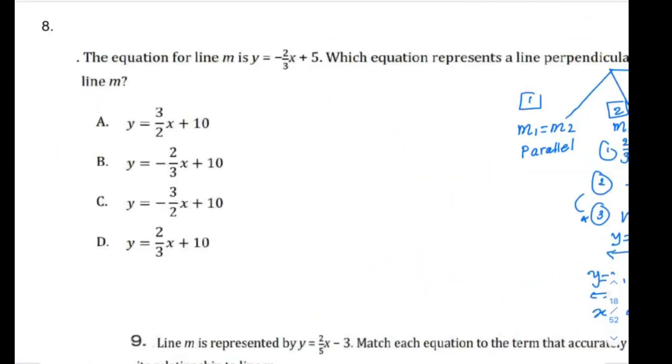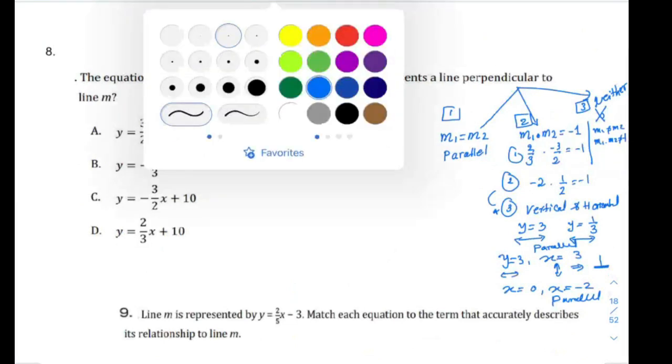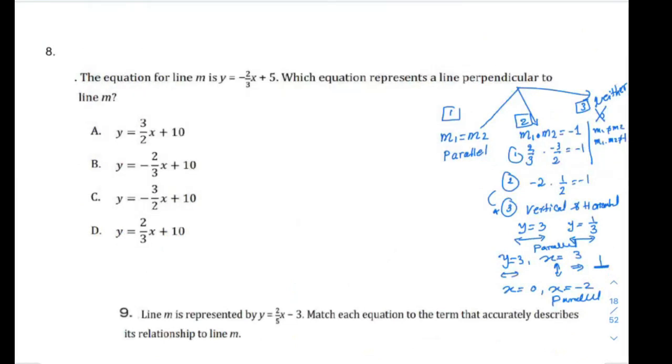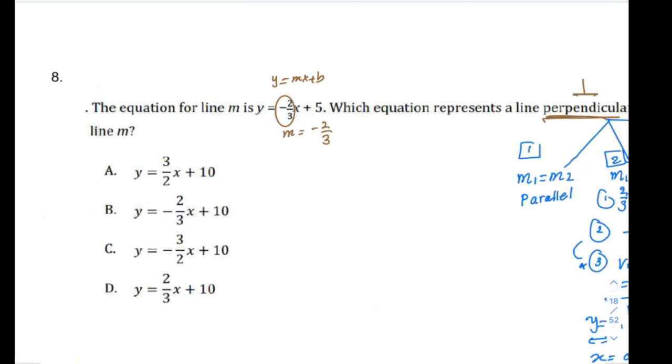Now let's go back to the question. The question says, the equation for line M is y equals -2/3x, which equation represents a line perpendicular? So first we will get the slope, since this is already written in slope intercept form. The slope here is -2/3. So we will look for any equation having the negative reciprocal, and the only one that fits is this one.